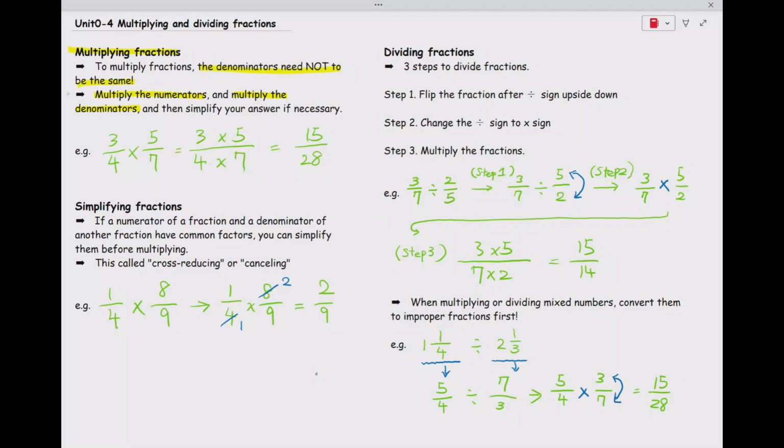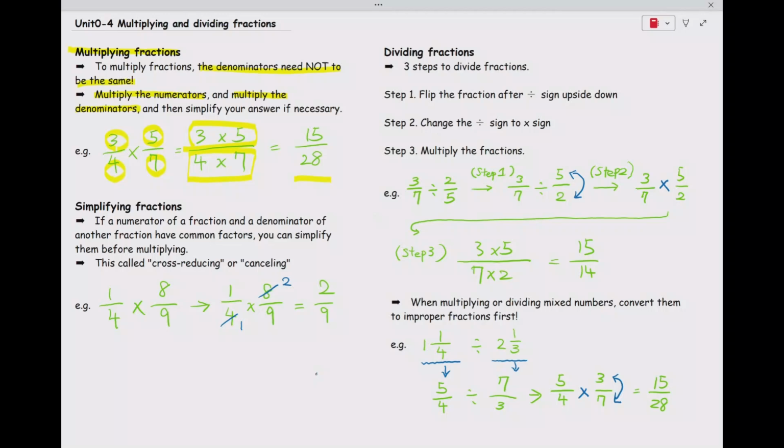Simply multiply the numerators, and then the denominators. The numerator would be 3 times 5. And the denominator would be 4 times 7. This gives you 15/28. Don't forget to check whether this is the simplest form. Since there is no common factor between the numerator and the denominator, this is already the simplest form and it will be the final answer.